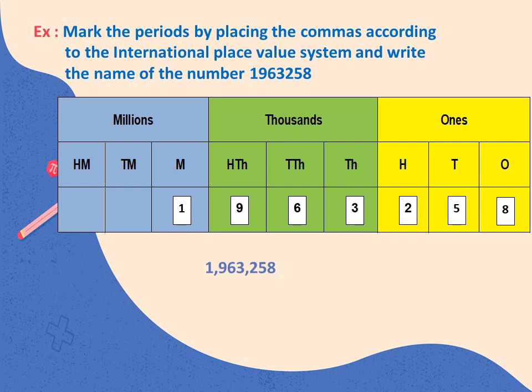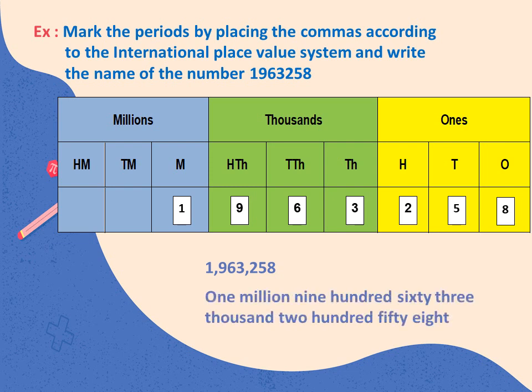Here 1 is in the millions period and 963 is in the thousands period. So I am separating those two periods by the first comma. The second comma separates the thousands period and the ones period. That is 963,258. Then how to read this number? That is 1,963,258. The number name of that number is 1,963,258.